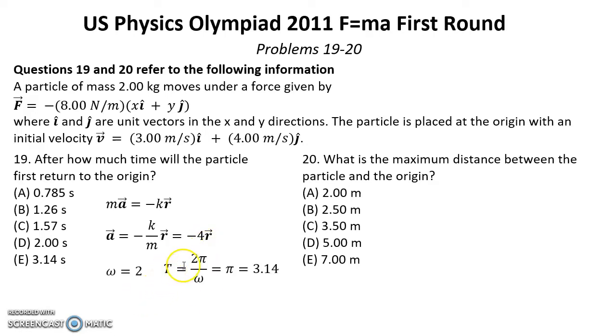And the period equals 2 pi over omega, which is 3.14 seconds. And our body will return to the origin after half of the period, which is T/2. That's 1.57 seconds. The correct answer is C.